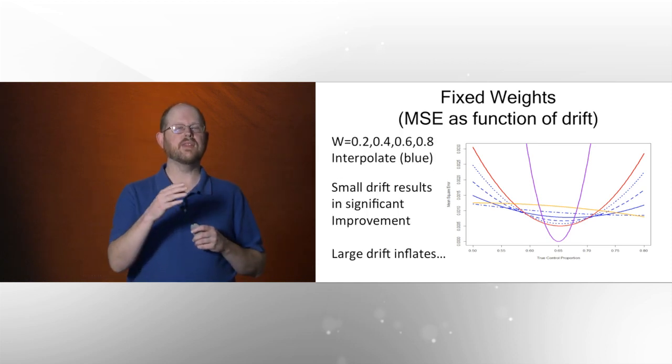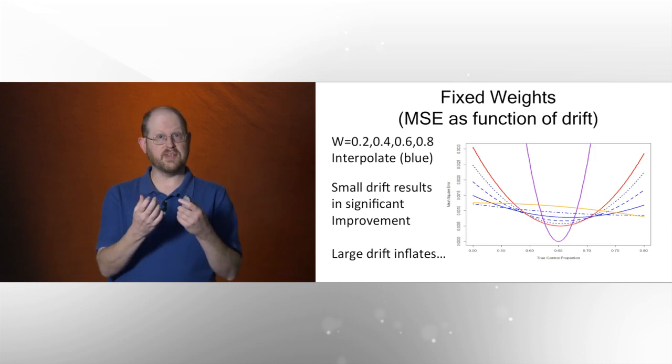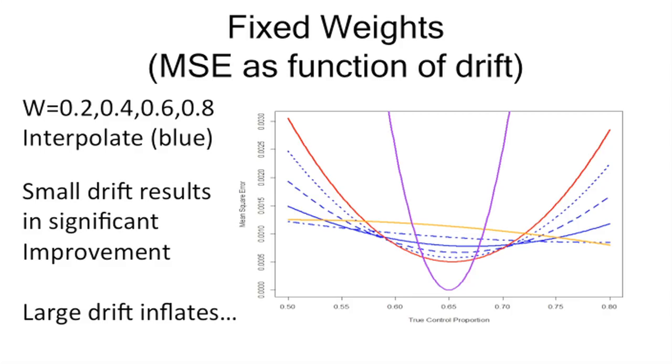You can also see the blue curves, which essentially interpolate. If I go 20% weight, 40% weight, 60, 80% weight, what happens is I interpolate between the orange and the red. So you get to pick how much you want to weight the historical data. You can see that the range where borrowing beats the orange curve depends on the weight. The less you borrow, the less of a benefit you get, but you get it over a broader range.